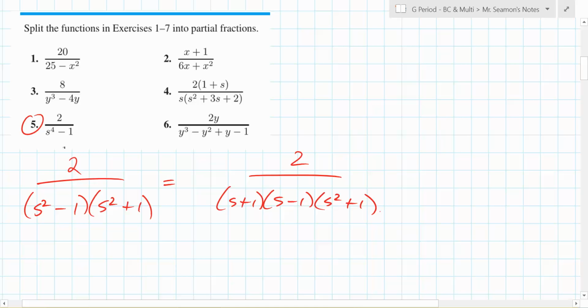So can you factor that any further? No. So is this single power non-repeating terms? No. There is one thing there that's a little higher. Just because it's not on the AP exam doesn't mean you can't figure it out.